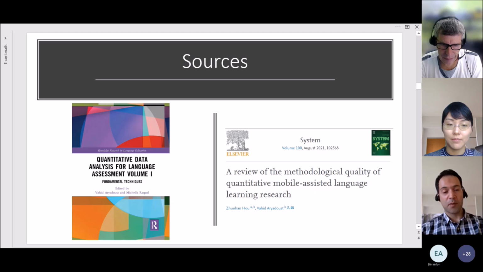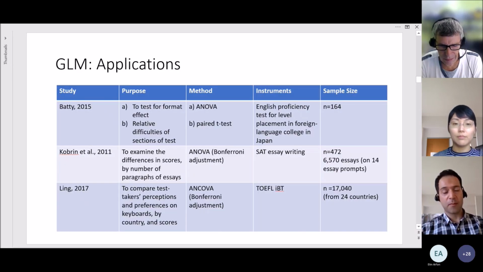In addition, a book that we recently edited, Quantitative Data Analysis for Language Assessment, Volumes 1 and 2, is full of examples about GLM and analysis beyond GLM. I go back to the previous slide. Here are 3 of the examples that I have chosen as examples of GLM.